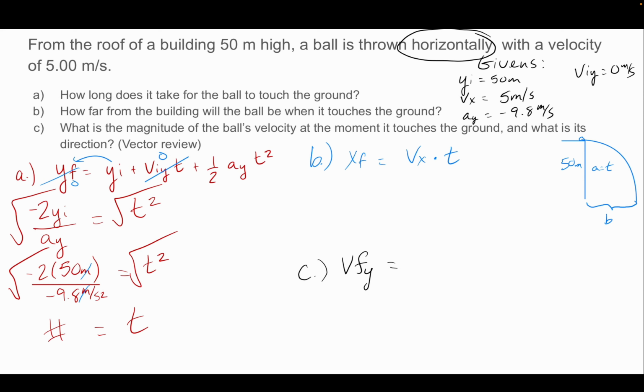So VFY is going to either be equal to VIY plus AYT, or VFY squared is going to be equal to VIY squared plus 2AY delta Y. Right? And you know that this guy here is 0. You know that this guy here is 0. That's how you go about solving these problems.